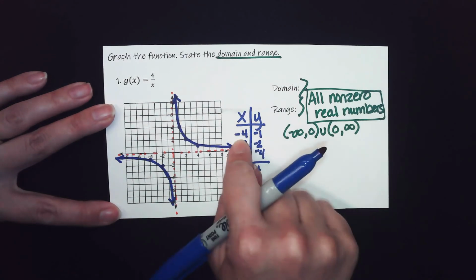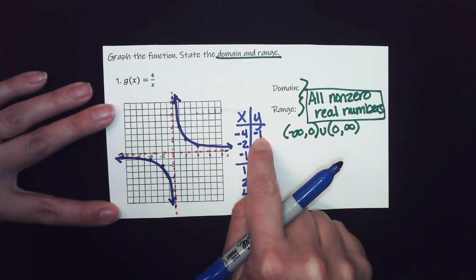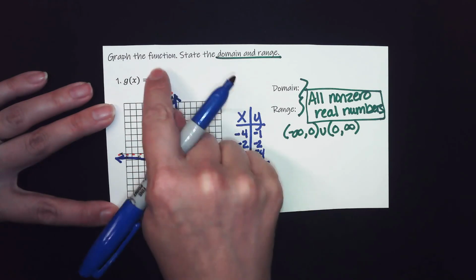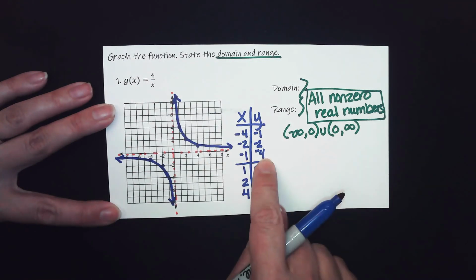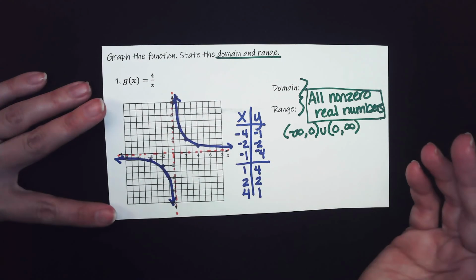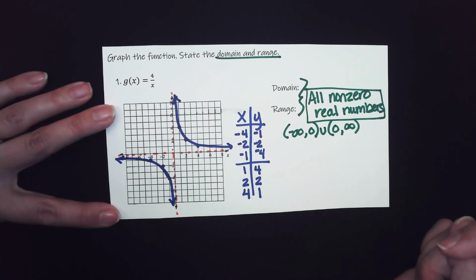Again, if I take 4 and divide by negative 4, I get negative 1. If I take 4 and divide by negative 2, I get negative 2. 4 divided by negative 1 is negative 4. If I would have done negative 3, I would have gotten a decimal, which is fine. You can still graph that. It's just I find it easier to graph the whole numbers.